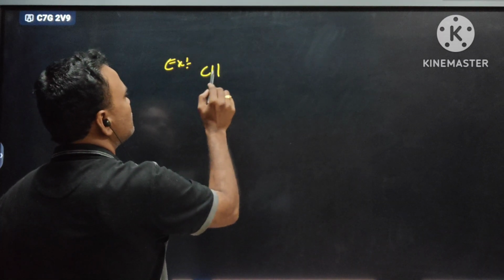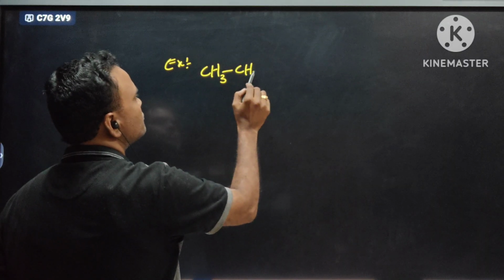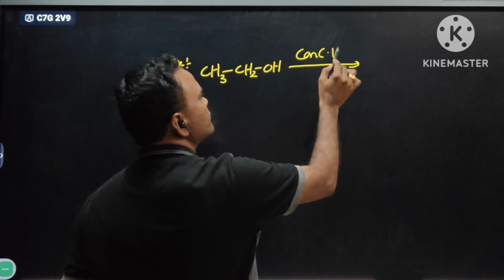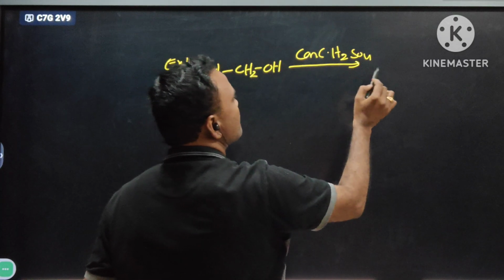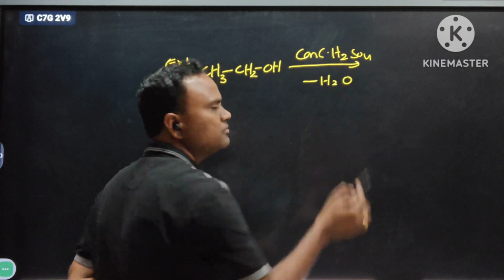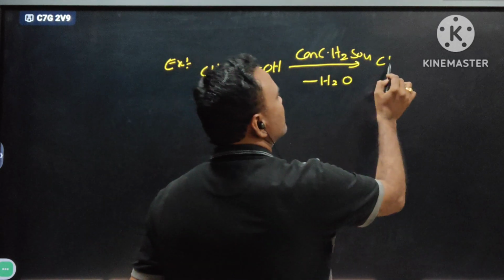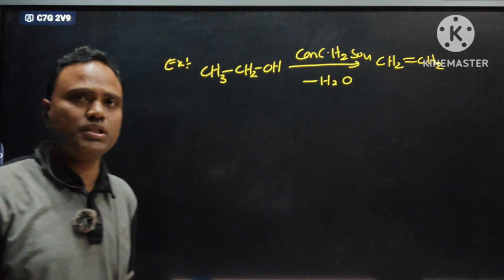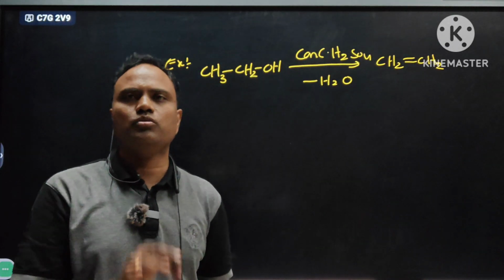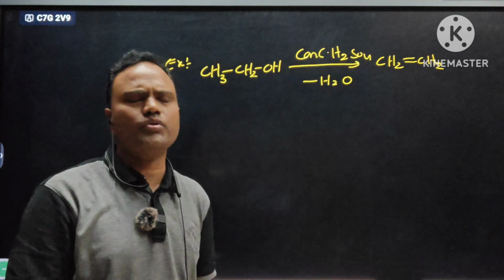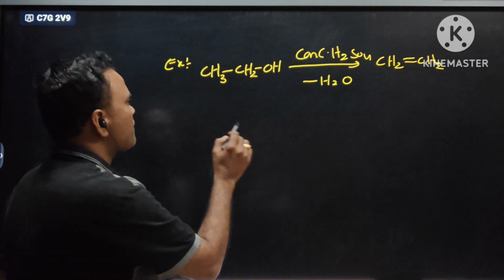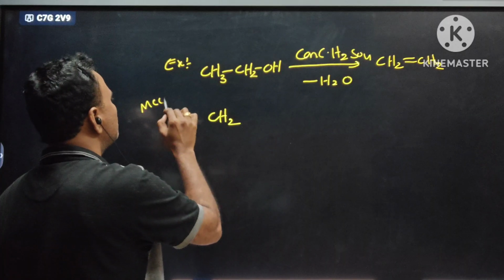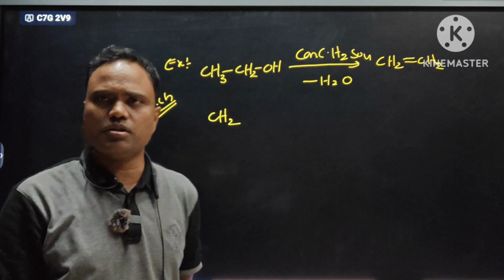I am taking ethanol, CH3CH2OH, ethanol or ethyl alcohol. When it is treated with concentrated H2SO4, water will be eliminated, minus H2O, and we will get an alkene. I'll give you the shortcut mechanism as well as the original mechanism. See the mechanism, this is the shortcut. We'll discuss the original mechanism also.